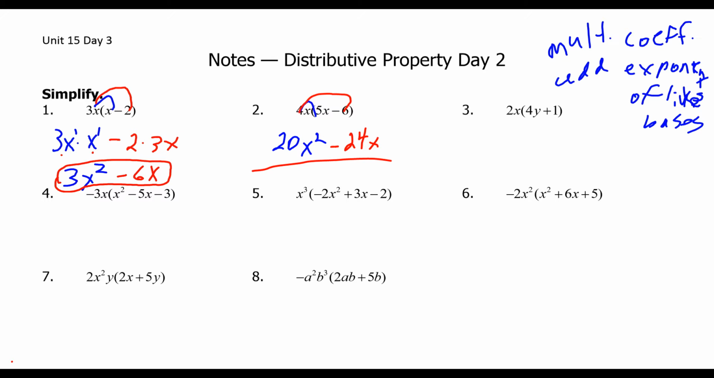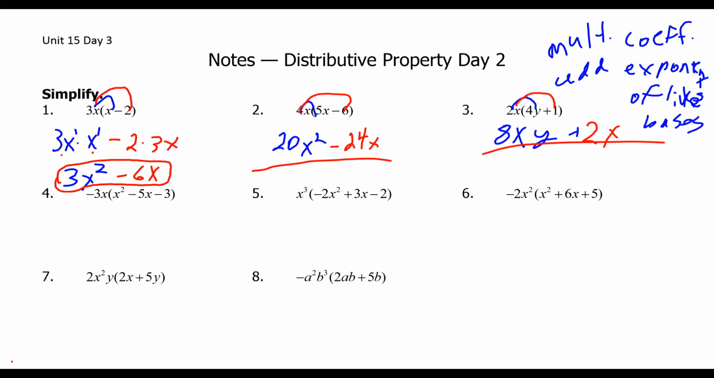Number 3, we're going to do 2x times 4y. Then we're going to do 2x times 1. That's going to be 8x. And what do you think we do with that y? Well, we're just going to go ahead and bring it on down. Since we don't have anything to multiply the x by on that term, and we don't have anything to multiply the y by on that term, we just go ahead and bring them both down. And then we're going to go plus, and then 2x times 1, anything times 1 is itself. So, there we go.